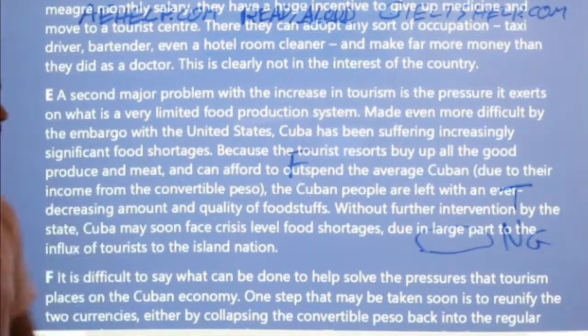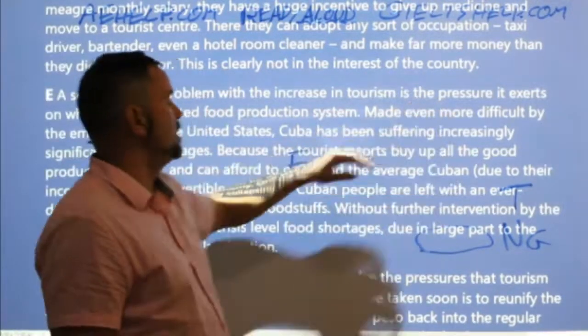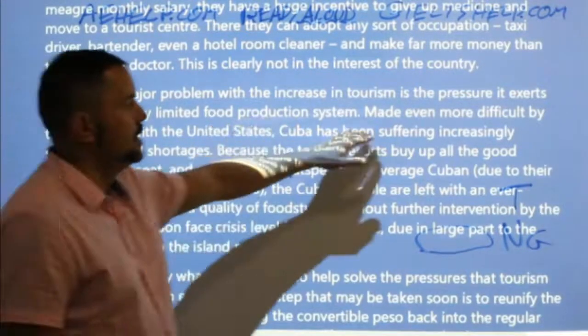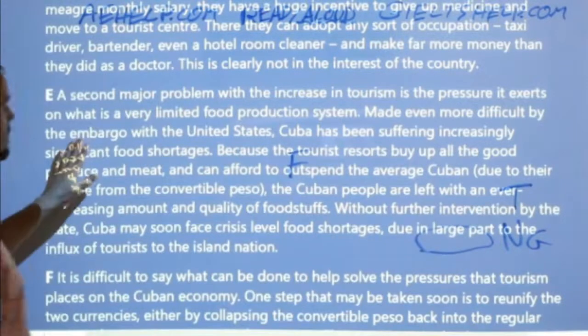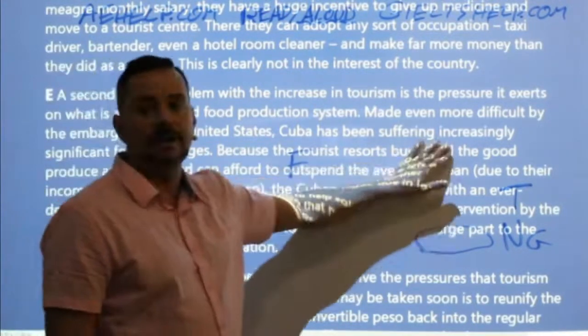Okay. So a second major problem with the increase in tourism is the pressure it exerts on what is a very limited food production system made even more difficult by the embargo with the United States. Cuba has been suffering increasingly.